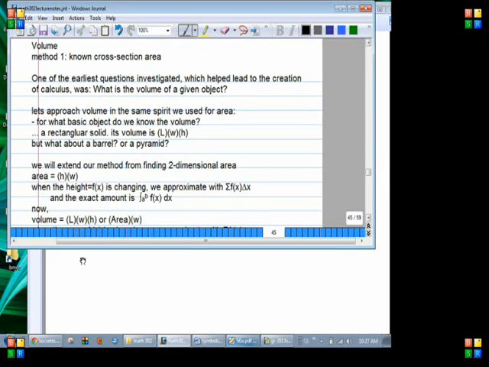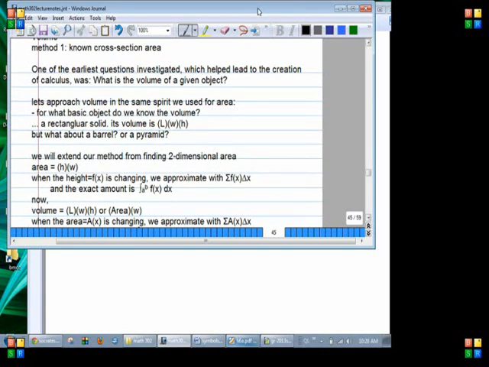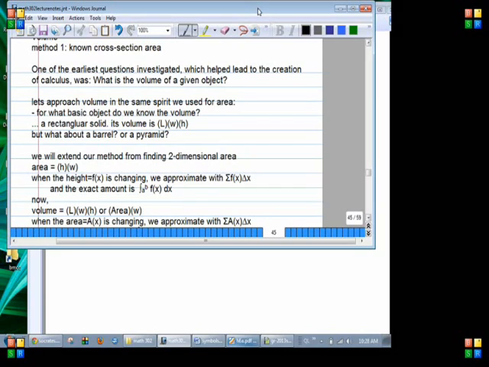Okay. Once we know this, we can say the exact same thing we just said. What if the area is changing? With a rectangular solid, you always have the same area. It's always a rectangle with the same dimensions. But what if it's not? For example, a barrel. What's the area on the face? You all know what a barrel roughly looks like? It's a circle. But is it always the same circle? No. Barrels get wider in the middle.